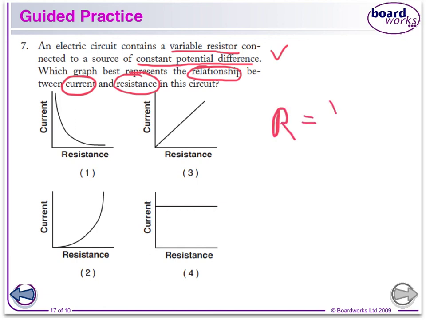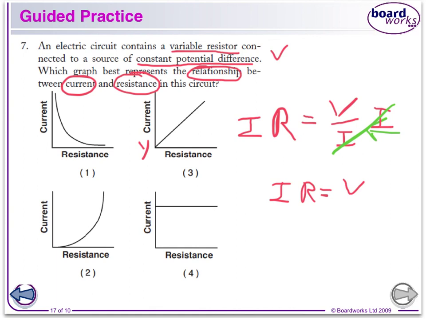R is equal to V over I. But we know that current in all of these is on the y-axis, so we want to get current by itself. We're going to manipulate our equation again. First we multiply both sides by I. The I's are going to cross out. Then we have I R is equal to V, and we divide both sides by R to get it by itself. That gives us I is equal to V over R.